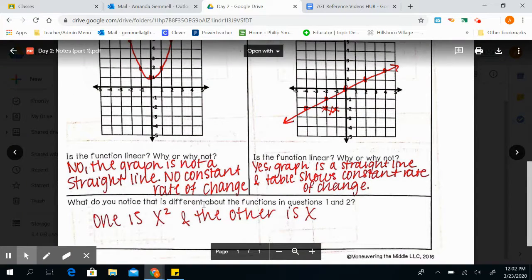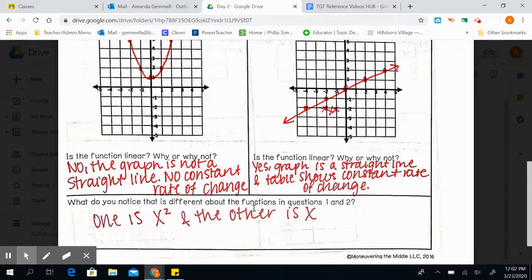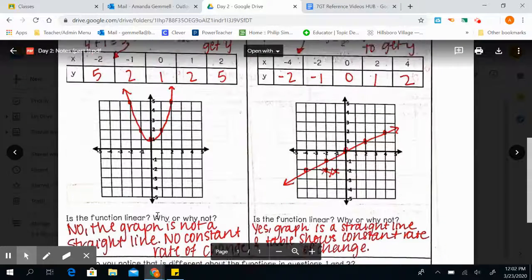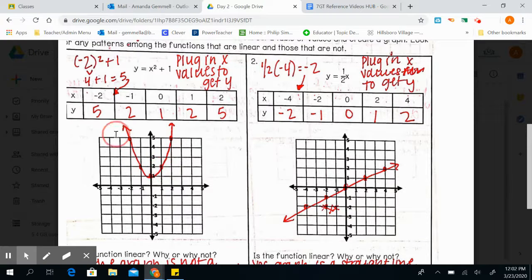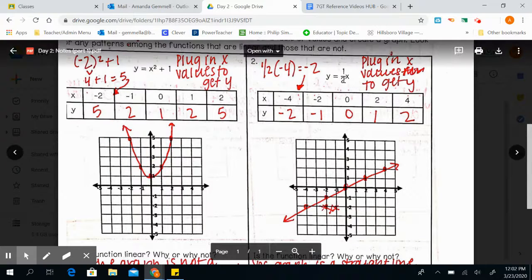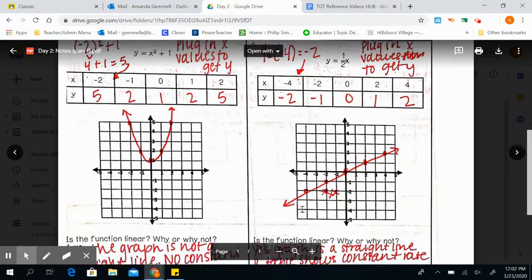What do you notice that is different about the functions in questions 1 and 2? In question 1, the x has an exponent. In question 2, it does not. If it's squared or cubed or to the 4th, it is not going to be linear because you're going to get these different nonlinear graphs from that. Whereas if it's something just like 1/2 times x, not raised to an exponent, it's going to be a straight line, so it's linear.